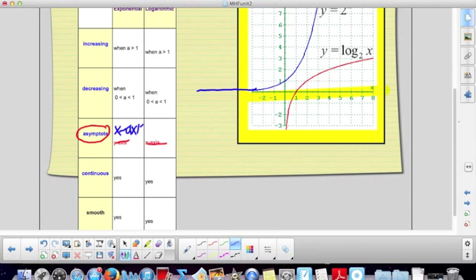Now for the inverse function, your logarithmic function graph is going to get closer and closer to the y-axis, but it's not going to actually touch the y-axis. So my asymptote over there is going to be the y-axis.